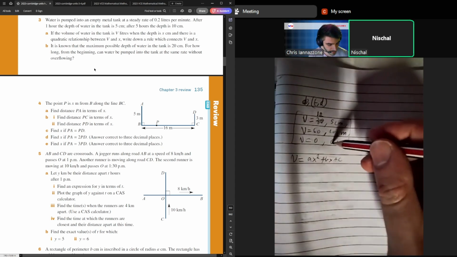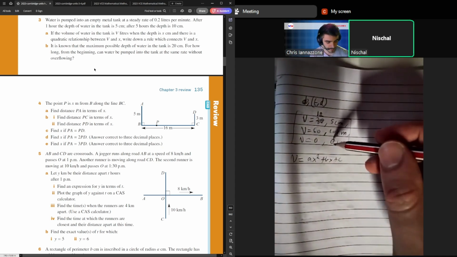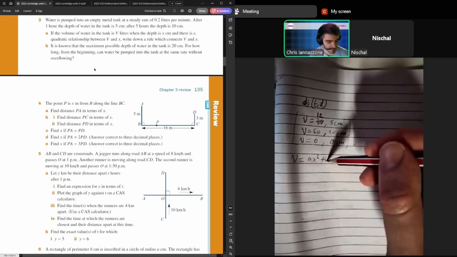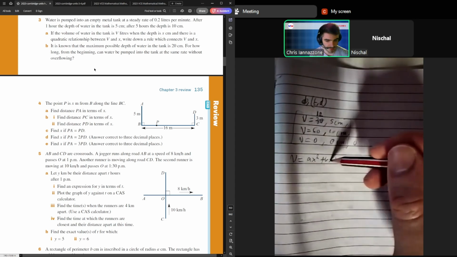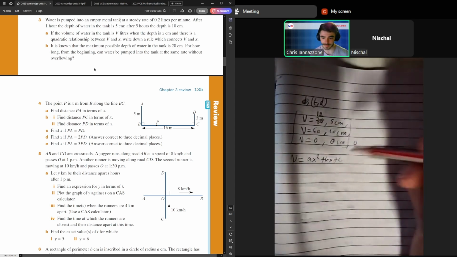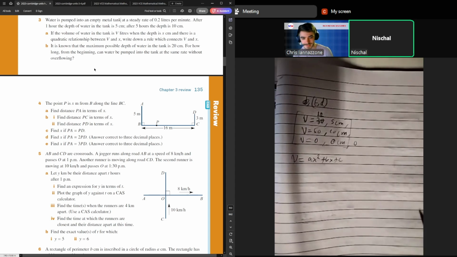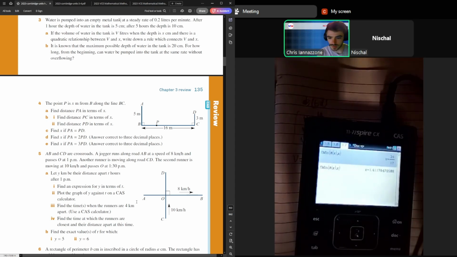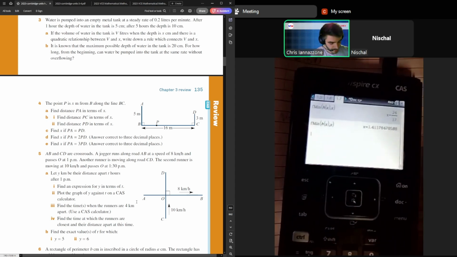Is that how the constant would be? Yeah, because if you sub in 0 for x and 0 for v, these disappear, and you're just left with c. So c equals 0. But I wouldn't even really bother with that. This being a CAS, you would just chuck the whole thing in there.